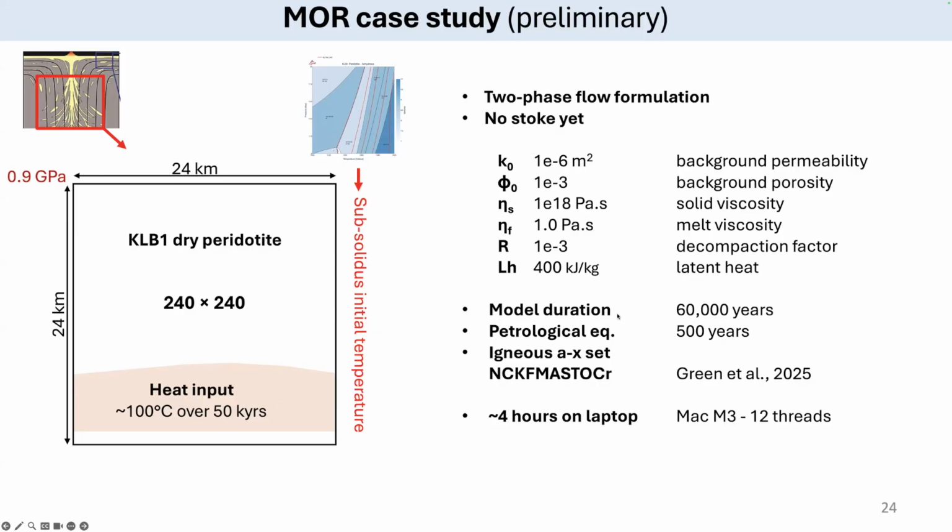The total duration of the model here is 60,000 years, and as for the previous reference model, I use a petrological equilibration time of 500 years. Again, I use the igneous dataset of Green et al. 2025, but here I don't account for water, so the system is dry. All the models that I'm going to present have been run in 4 hours on my laptop. It's a Mac M3, so it's a good laptop, but it's still a laptop.